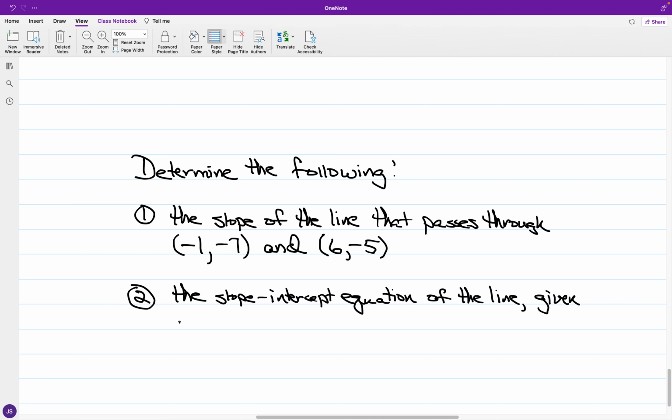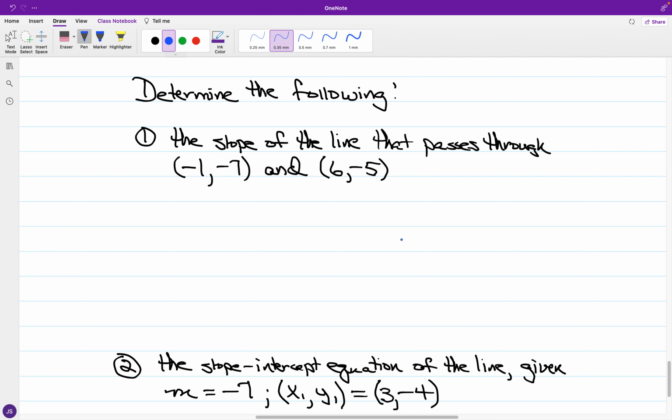And we'll say we have the slope is equal to negative 7. And we'll say we have the ordered pair through which the line passes. We'll say is going to consist of, let's say we have 3, negative 4. Okay, just for these two problems.